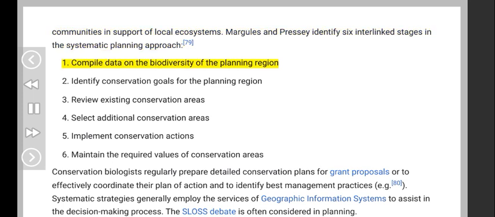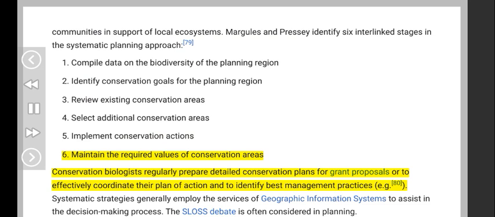1. Compile data on the biodiversity of the planning region. 2. Identify conservation goals for the planning region. 3. Review existing conservation areas. 4. Select additional conservation areas. 5. Implement conservation actions. 6. Maintain the required values of conservation areas.